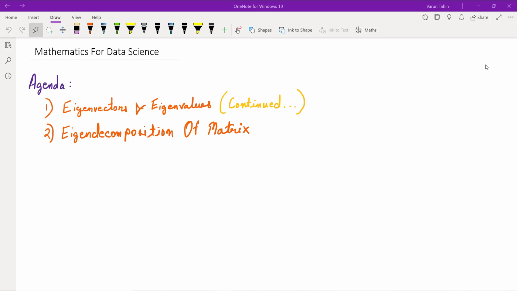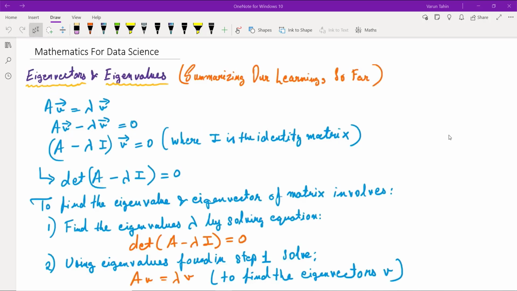Now in today's session, our agenda is to continue discussing some examples and problems related to eigenvalues and eigenvectors, and lastly see how eigen decomposition of a matrix works. So let's start. First we will quickly recap what we learned in the previous video about the steps to find eigenvectors and eigenvalues given a matrix.